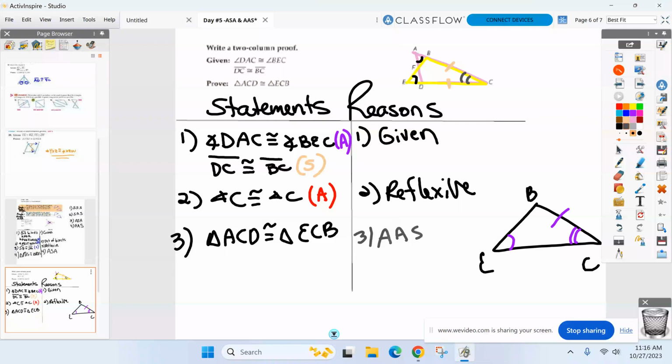All right, we are not done. Close that Chromebook. Thank you. Go to the back of your packet. Very back page. It's blank white space.